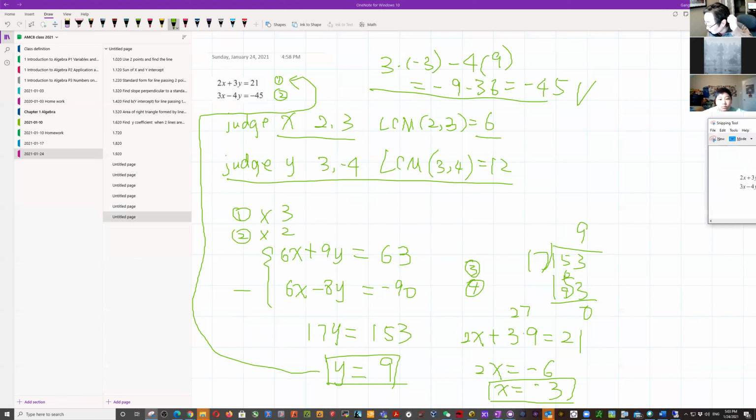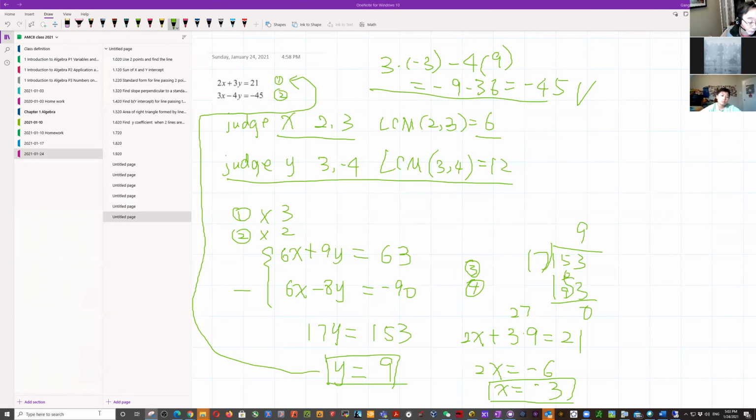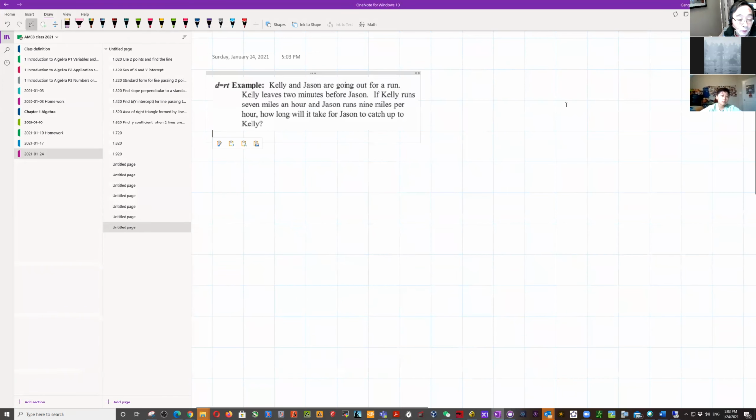So that is the equation solving. With equation solving, we commonly will meet some word problems. And let's try some word problem. I'm going to show. So this is the word problem.